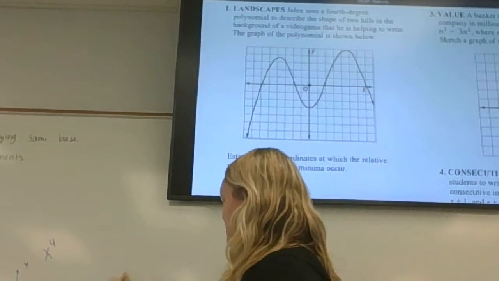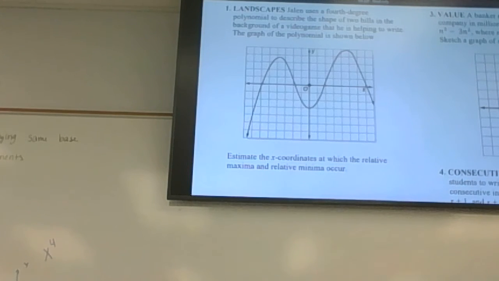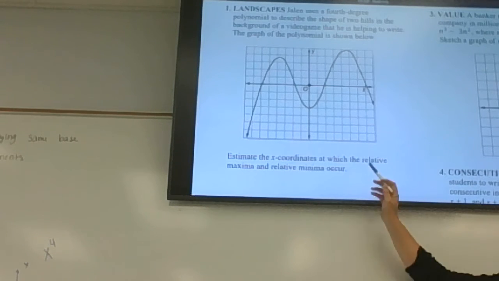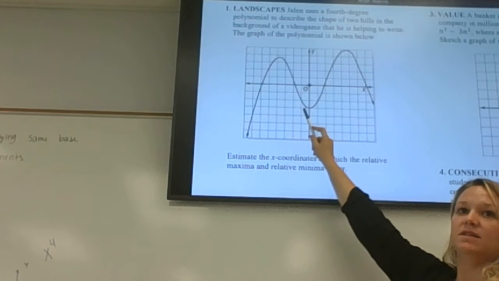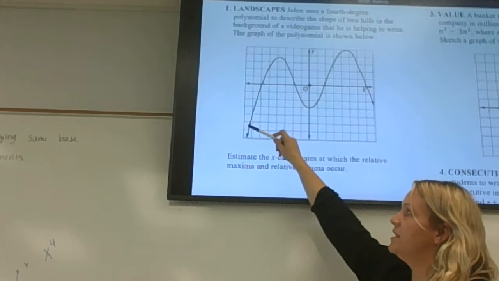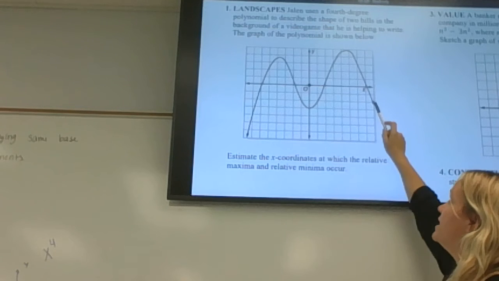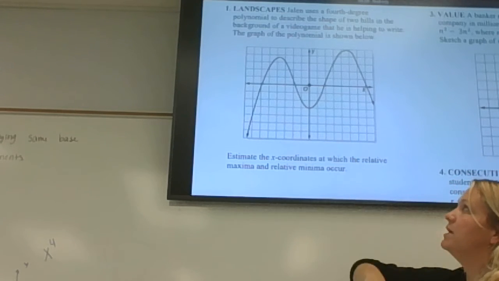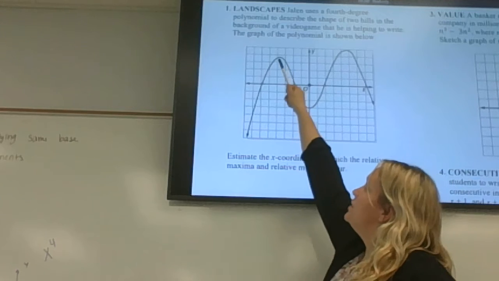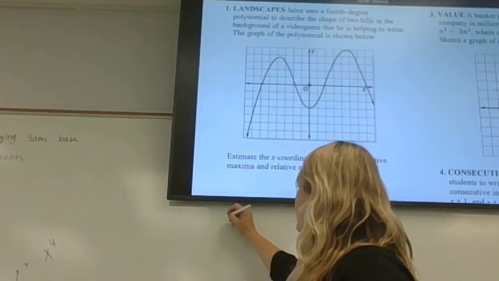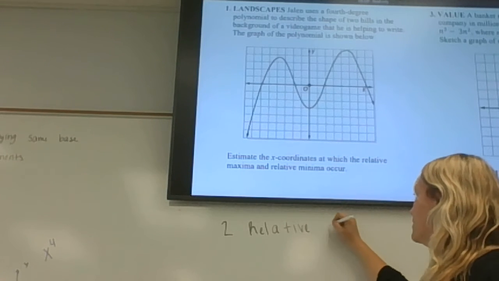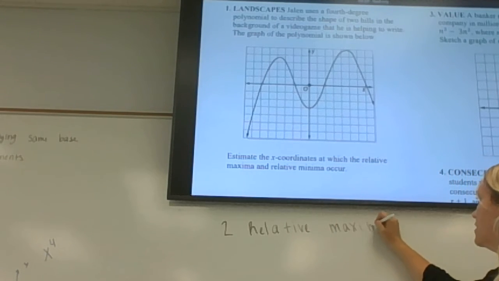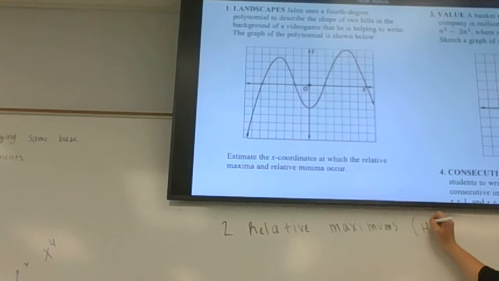So we talked about maximums and minimums with quadratics. All graphs have a maximum and minimum. The reason this has the word relative is because this is a minimum, but it's not the most minimum of the graph, because this arrow goes down for infinity and this one goes down for infinity. That's called a relative minimum. So when I look at this graph, it has 2 maximums. This is new vocab for you. 2 relative maximums, which are high points.